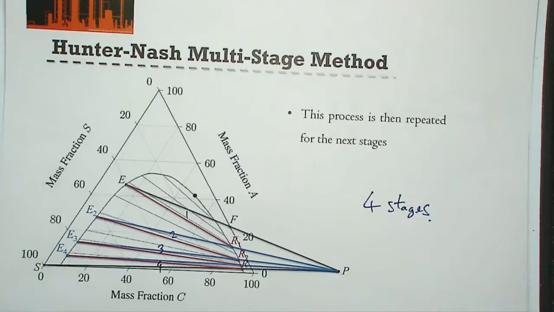So we know that our separation needs 4 stages. Okay? So what we've done there is we've essentially used our ternary diagram to design both the mass balance for our multi-stage system and calculate how many stages we need for our multi-stage system.